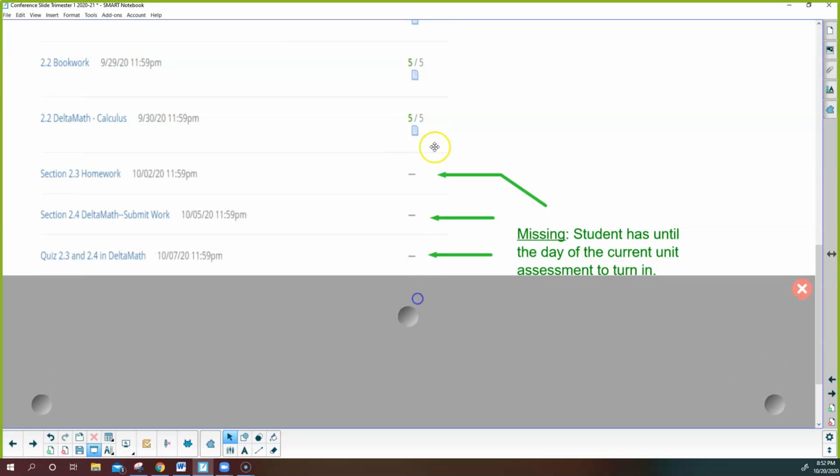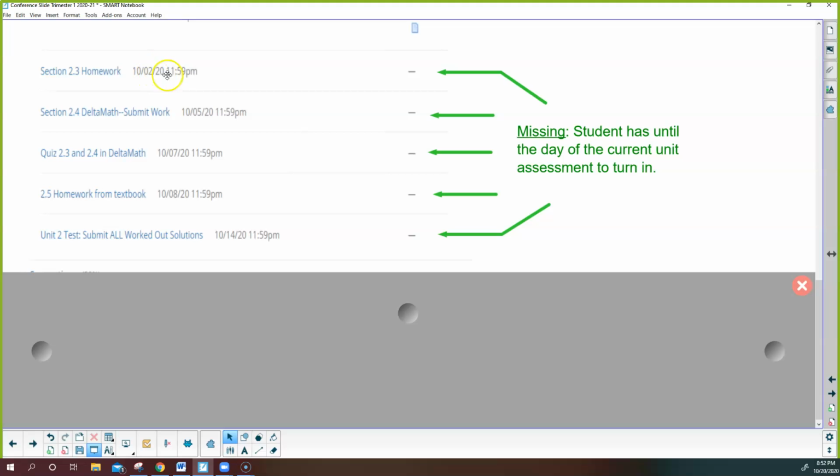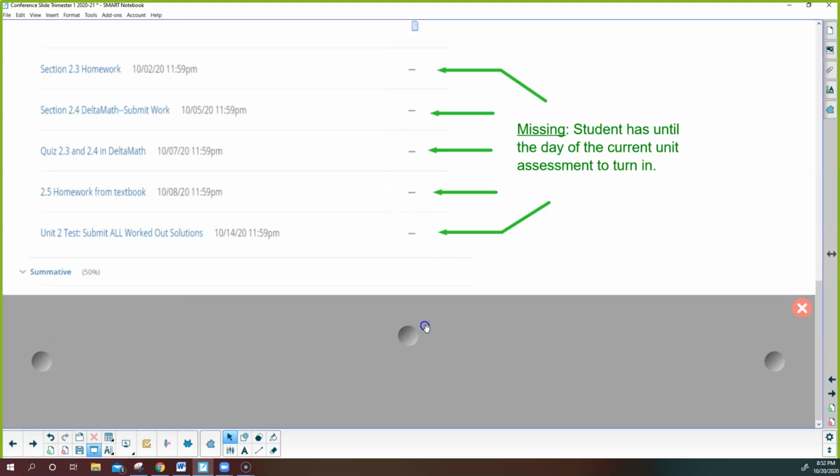All right, so if we scroll down, notice here the student for our Unit 2, which was the beginning of October, had a lot of missing work that has not been turned in, and they still may turn those in because there's a dash there. So if there's a dash, you can still turn it in.